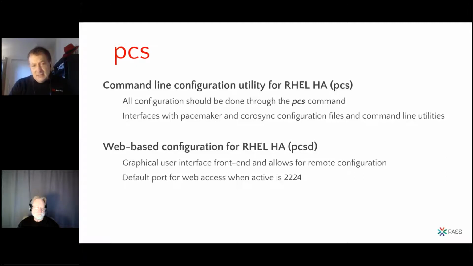So PCS is a command line config utility for RHEL HA. All the configuration should be done through the PCS command. You shouldn't be going around PCS or you'll run into issues. It interfaces with Pacemaker and CoroSync config files and command line utilities. There's also a web-based version, which is PCSD, and this is the graphical user front end that allows for remote configuration, and I'll demonstrate this later. This runs by default on port 2224 when it's active.